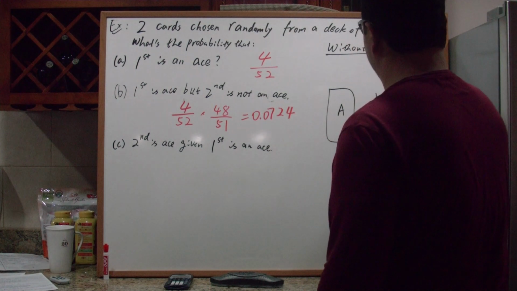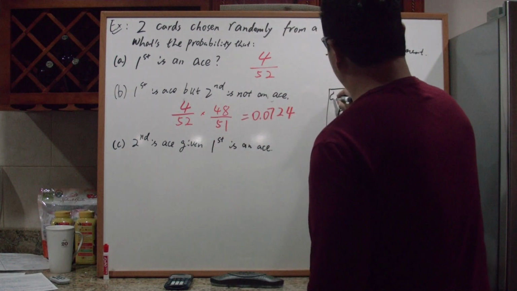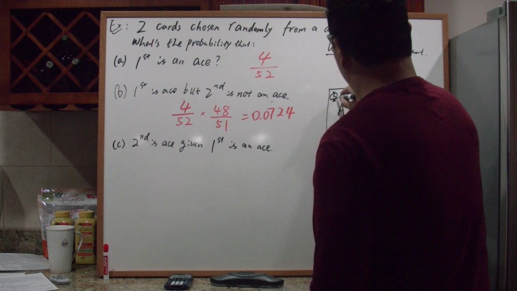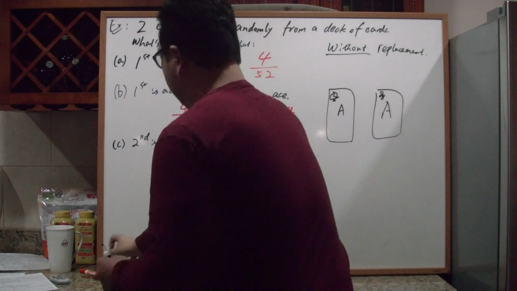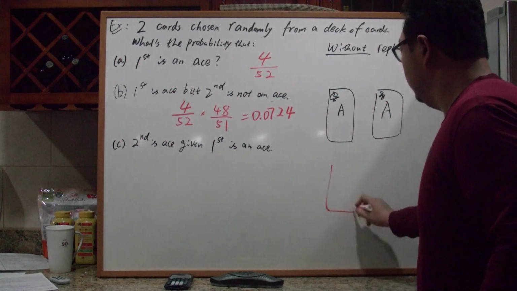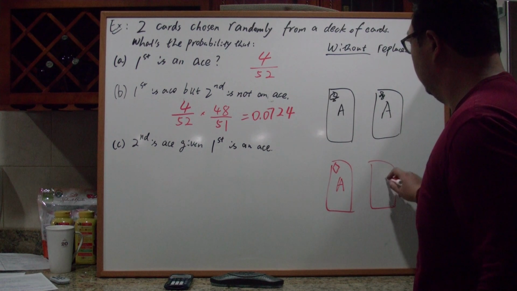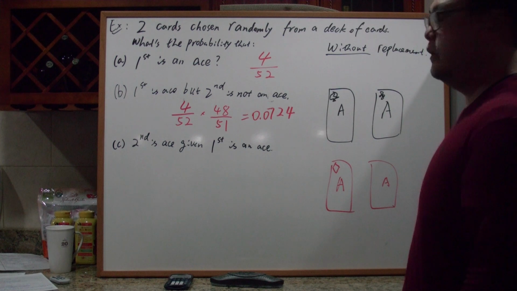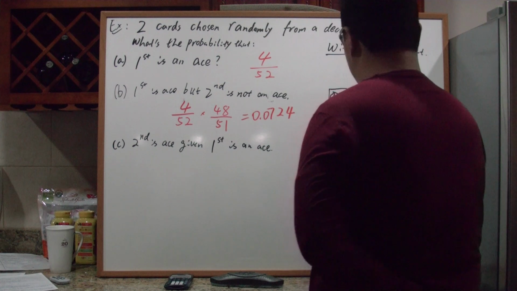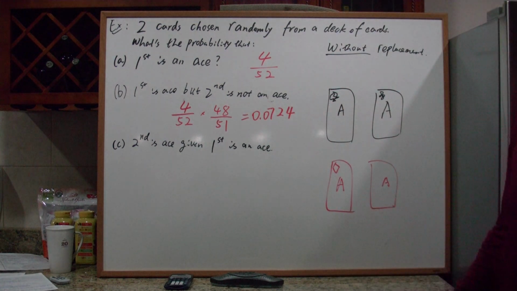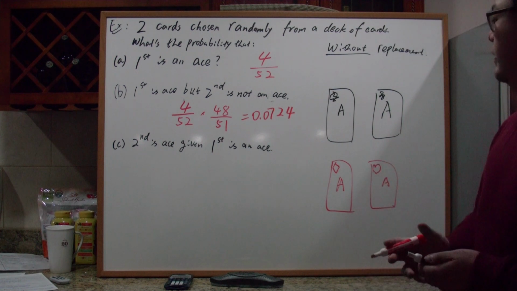Right, the 4 aces: the ace of spade, the ace of club, the ace of diamond, and the ace of what? The other one, right? That's 4 cards. The ace of heart.